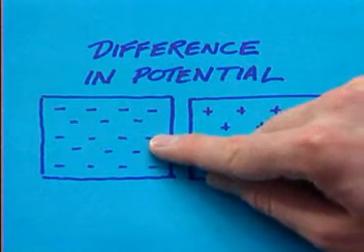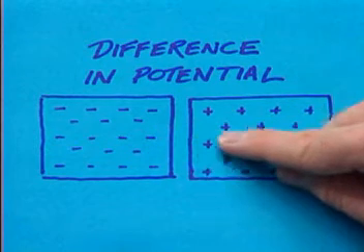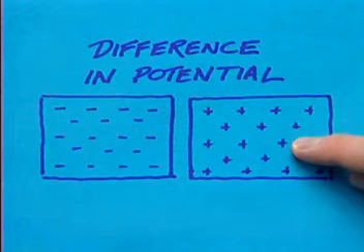If a material has extra electrons, it's said to have a negative potential. If it has a shortage or deficiency of electrons, it's said to have a positive potential. Here's an important current law. Electron current always flows from an area where there's an excess of electrons to an area lacking in electrons. In other words, electron current travels from a negative potential to a positive potential.